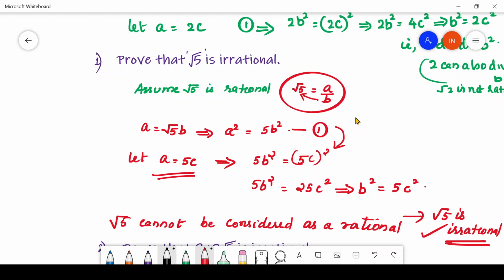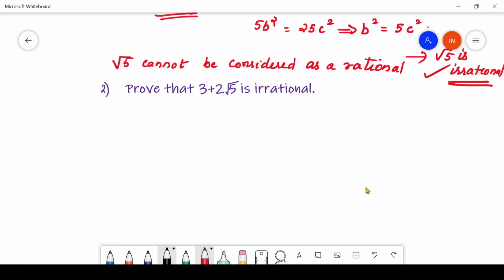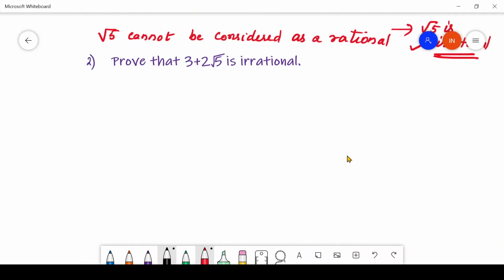Yes. So let's move on to one more question. Let's do this question. Prove that 3 plus 2 root 5 is irrational. How can we do this question? How can we say that 3 plus 2 root 5 is irrational? Okay, so let us write, as we have done previously, we assume that 3 plus 2 root 5 is rational.